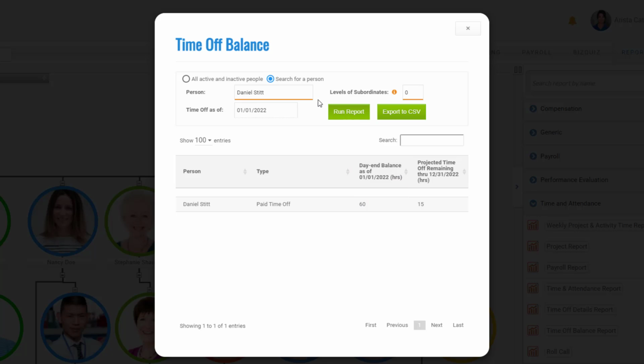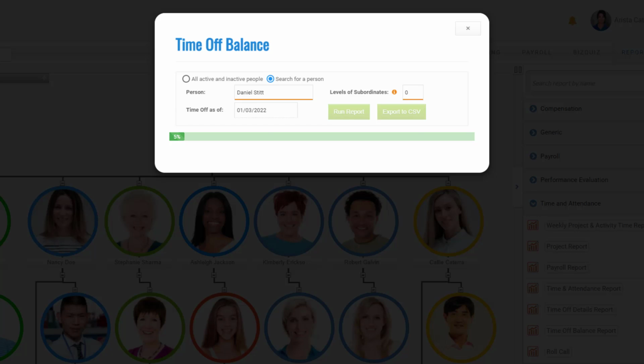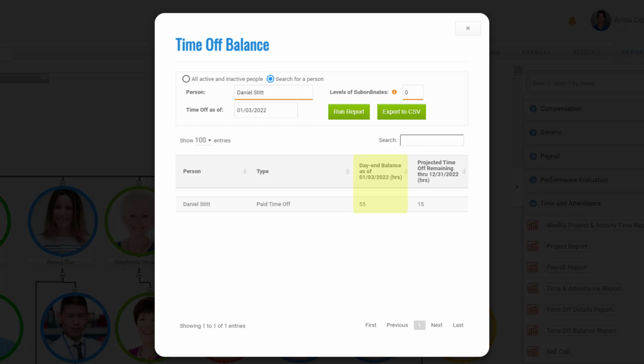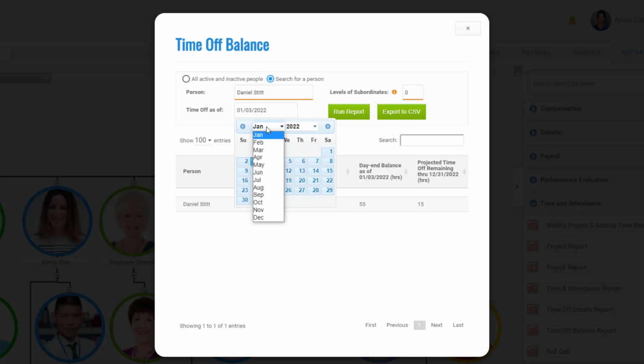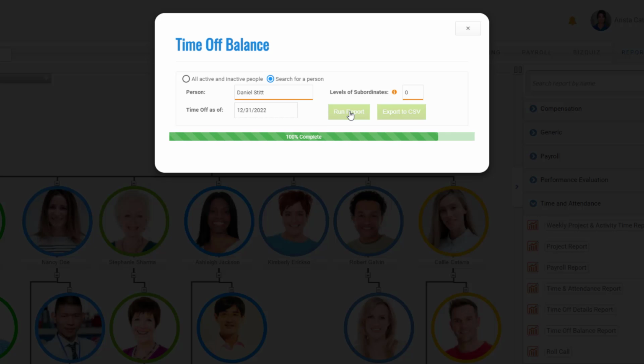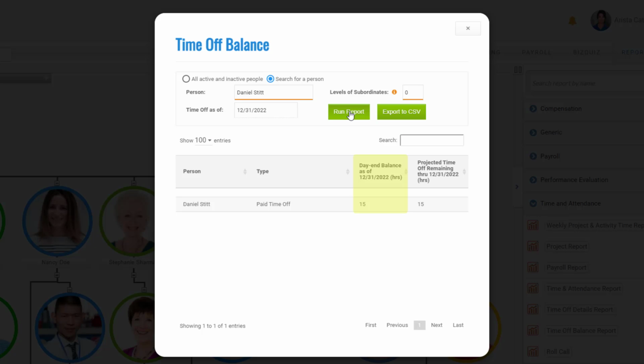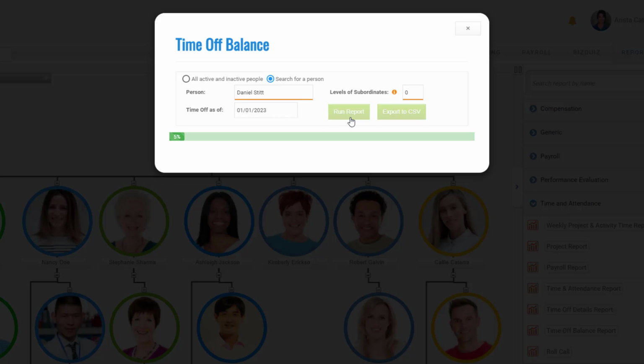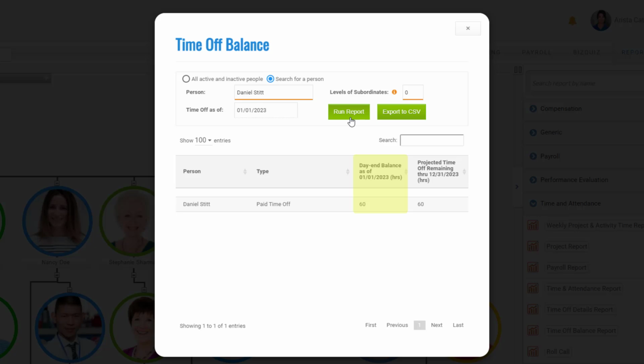On January 3rd, 2022, if he takes the 5 hours of time off, his day-end balance would be 55 hours. Running the report for the end of the year 2022, after Daniel takes an additional 40 hours of time off, his day-end balance on December 31st would be 15. And finally, another 60-hour balance entry on January 1st, 2023 would give him a day-end balance of 60 hours, assuming he doesn't take any time off that day.